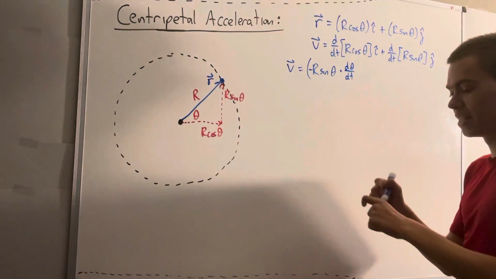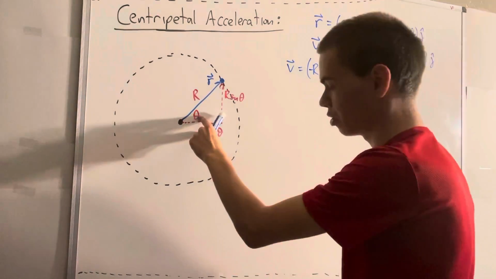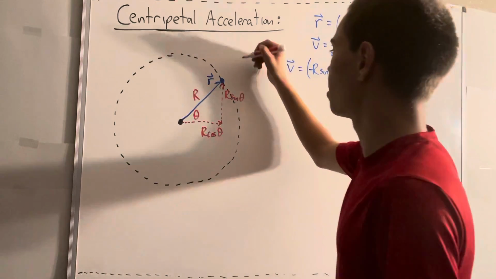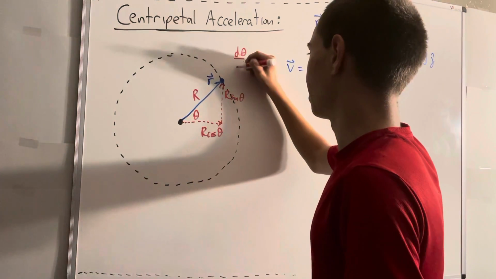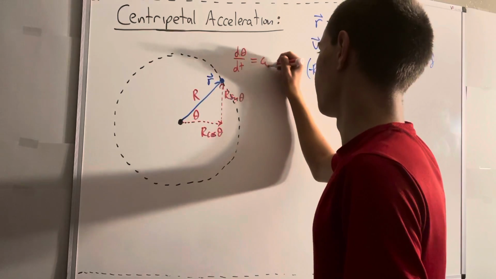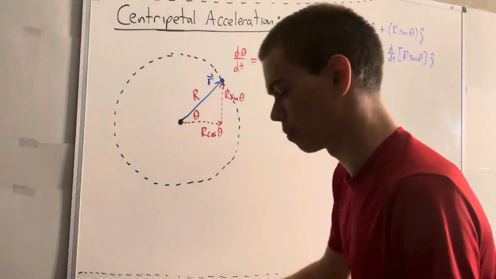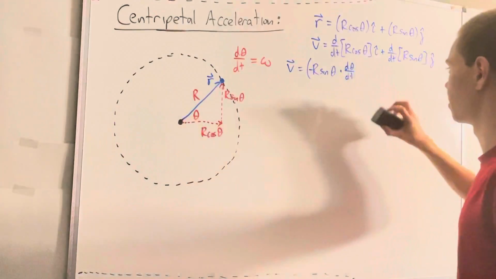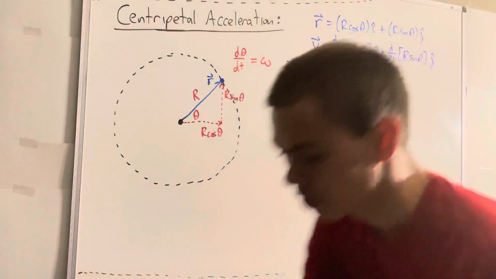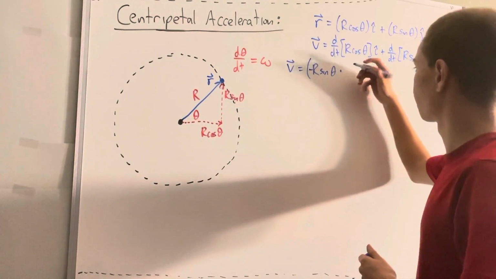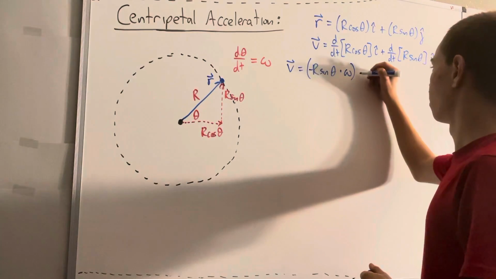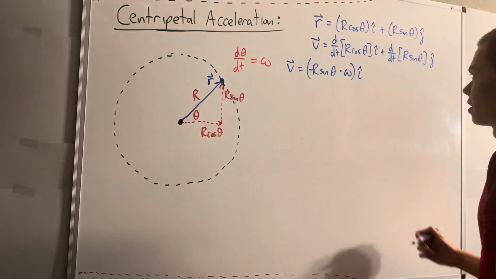And by the way, d theta over dt is the derivative of angular position with respect to time, and we know that the derivative of angular position with respect to time is just the angular speed. So we're going to replace d theta over dt with omega. That's basically how that works.